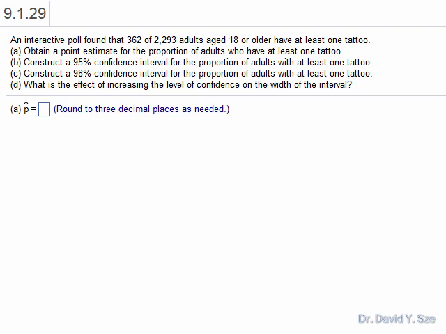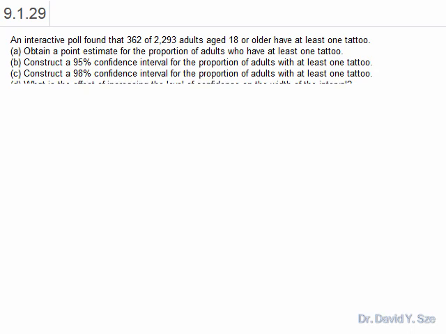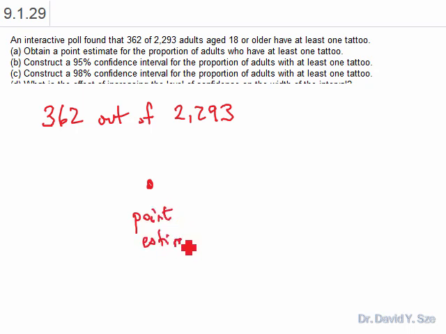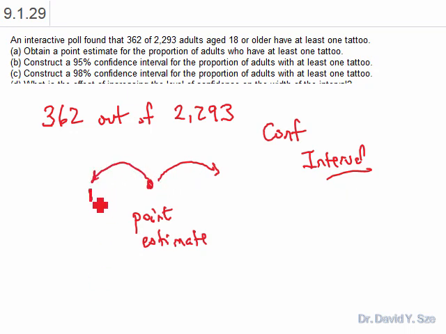First, let's look at some theory. This is a proportions problem. We have 362 out of 2,293. A confidence interval always starts with one estimate, called the point estimate, and it's an interval. This is a confidence interval. Intervals go from one number to the other. Goes from a lower bound to an upper bound. For the point estimate, that's our best guess.